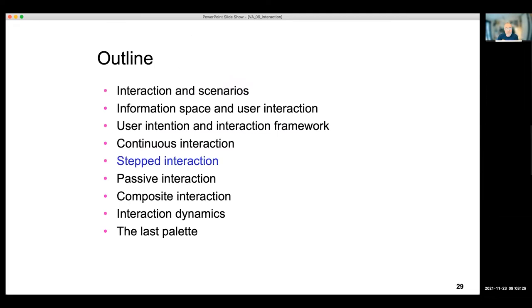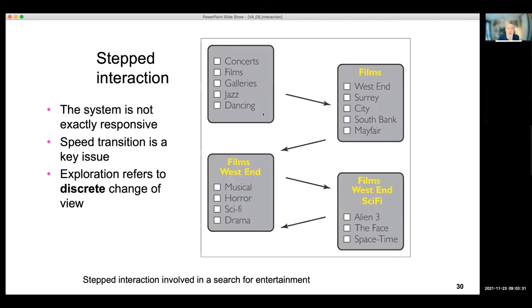So let's move to step interaction. The example that we had before, a menu. You go from kind of having fun activities, music, movies, and so on, and you have a sequence of steps. And you need a quick speed here, but it's not as demanding as before. Before, we needed a response time of about 1/10 of a second. You like a movie, you don't want interruption in your perception. Here you can bear up to 1 second. You click here and in 1 second it changes. This is fine. And the exploration refers to discrete changes of view. You move from here to here, from here to here, and so on. There is not a continuous change.